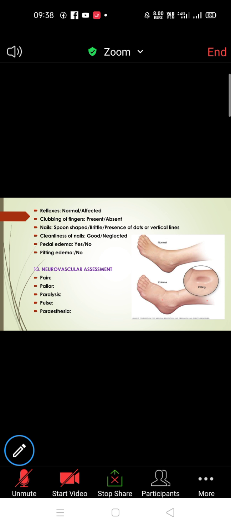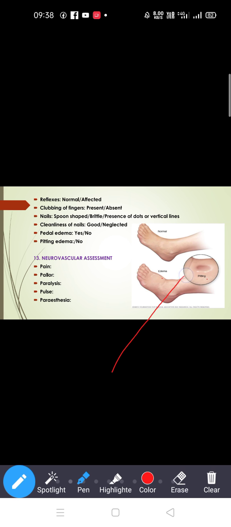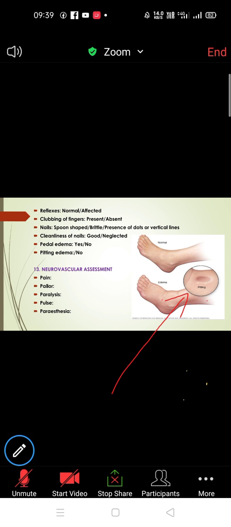Pedal edema means the edema in the lower limb. Pitting edema, like this picture, means once you press, the skin remains depressed only. It takes some time to return to normal. This is called pitting edema. If it is present, then you will write yes. If it's not present, then no. All this you will assess in the spine and extremities.